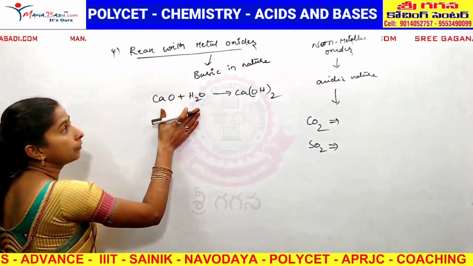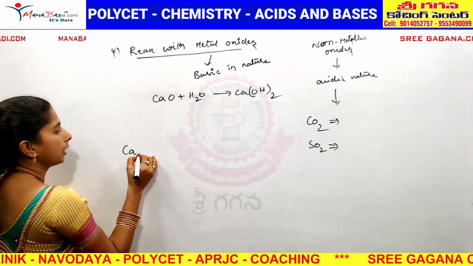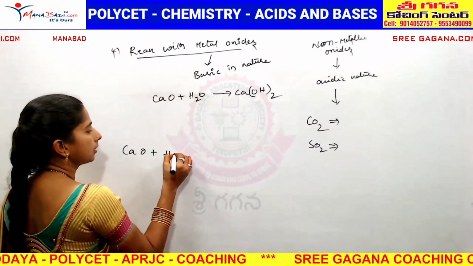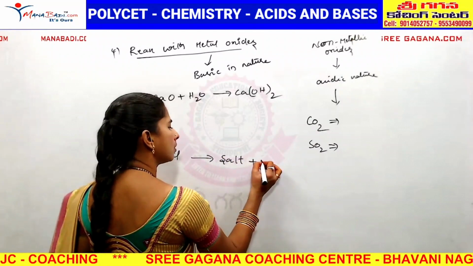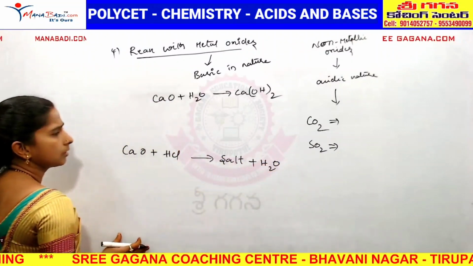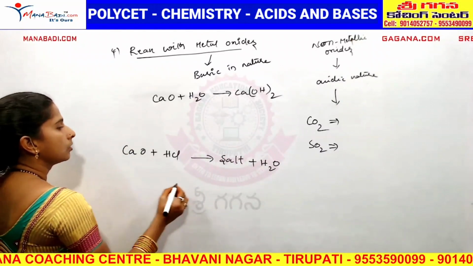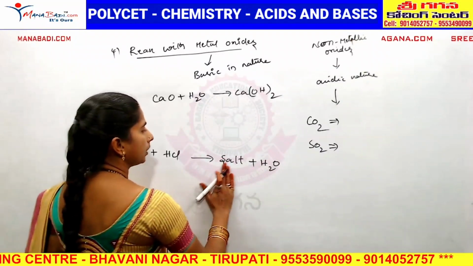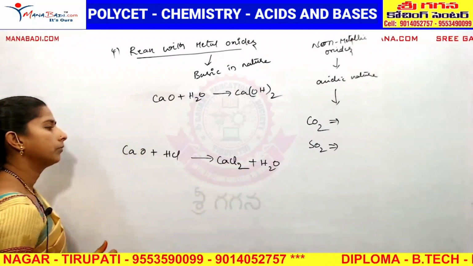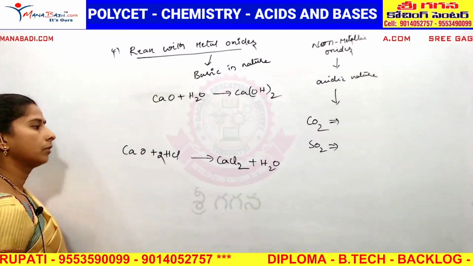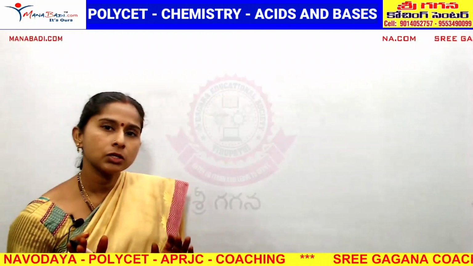If it is basic in nature and it reacts with acid, what is going to happen? CaO plus HCl gives salt plus water. It is also one of the neutralizations, but it is not direct neutralization, it is indirect neutralization. So, what is going to be formed here in place of salt? CaCl2 will be formed. Okay.